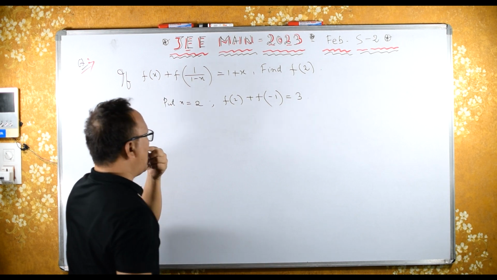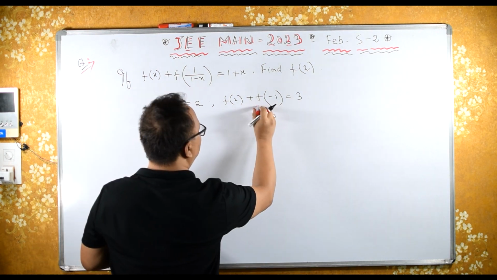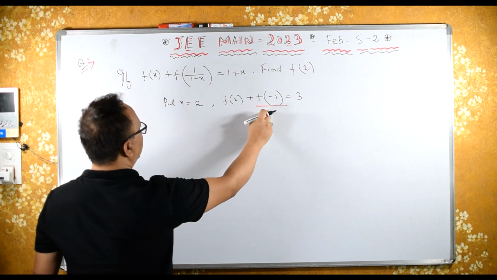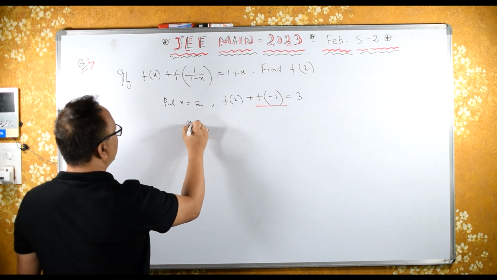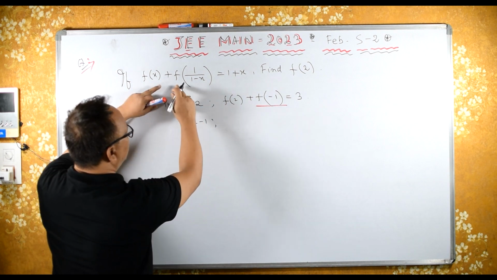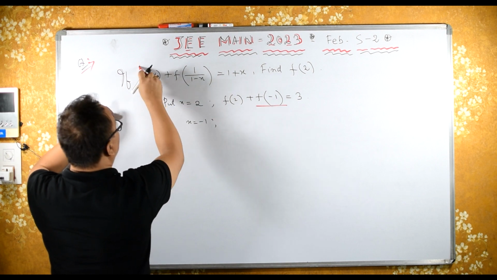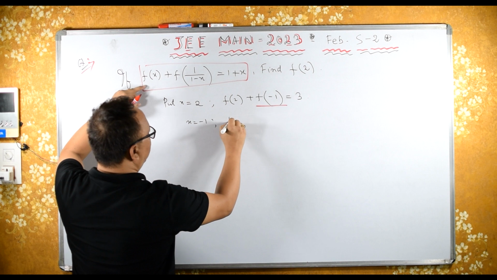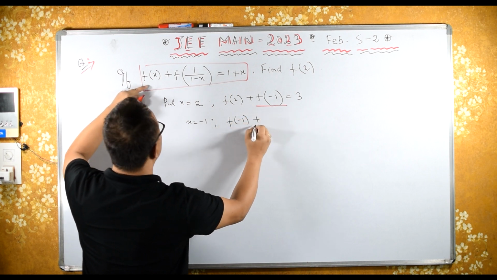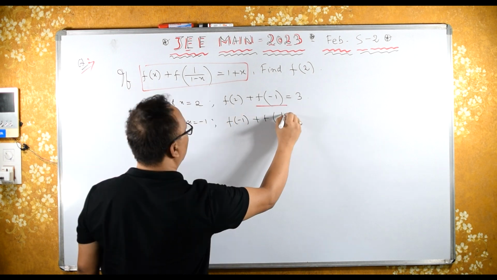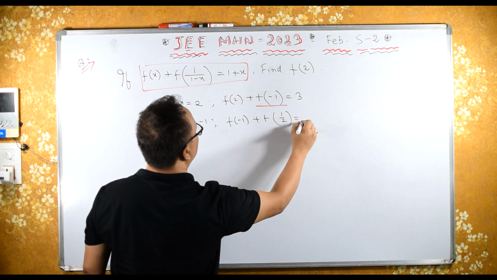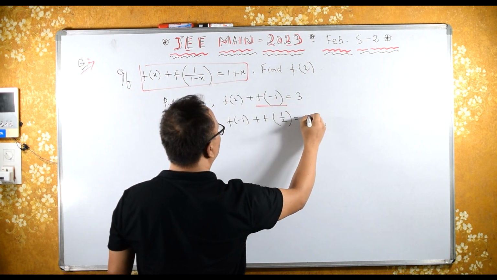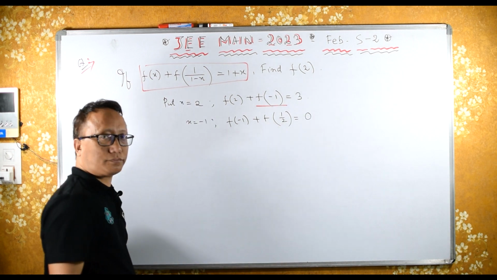3. Now here you can see f of minus 1. Let's substitute x equals minus 1 in this relation. Now f of minus 1 plus f of half is equal to, here 1 minus 1 becomes 0.